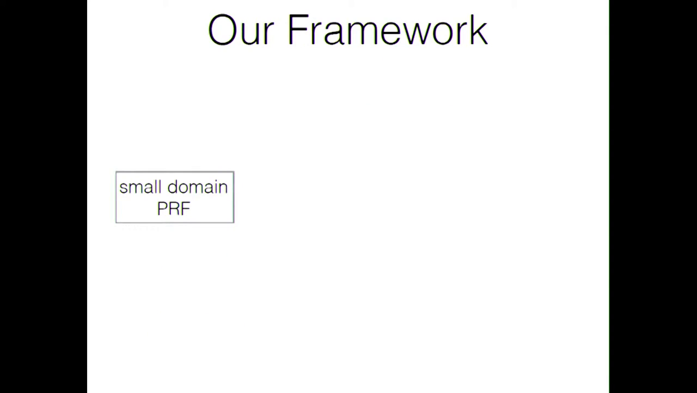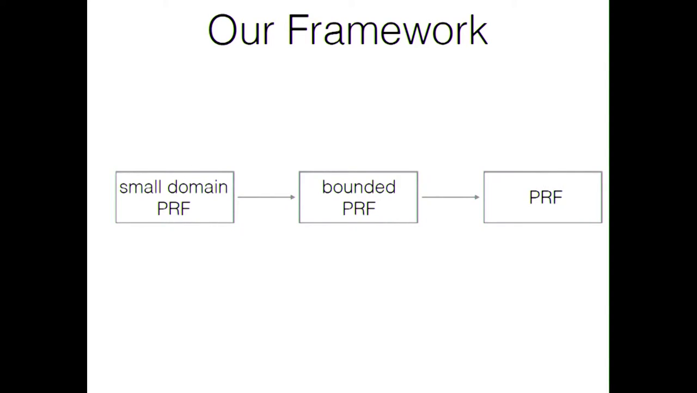So our framework basically proceeds in three steps. The first one is that we start with a given PRF that only works for a small domain, say for poly-sized domain. And then we convert this small domain PRF into something that we call a bounded PRF. A PRF is bounded if the number of queries that the adversary will ask is bound in advance. So you can basically think of it as the computational analog to d-wise independent functions. And given this bounded PRF, we convert it then into a full-fledged PRF where we don't know the number of queries in advance.